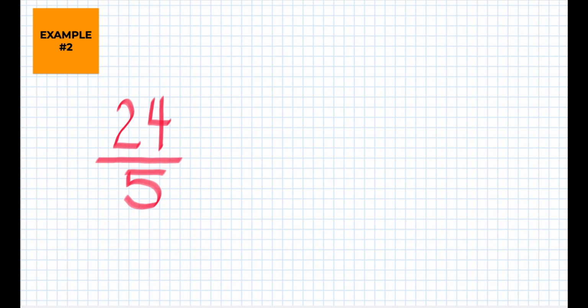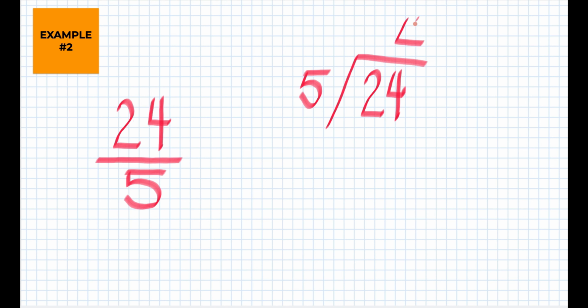24/5. Again, we need to divide the numerator by its denominator. So 24, the numerator, divided by its denominator, which is 5. So 24 divided by 5 gives us 4, correct. Then 4 times 5 gives us 20. Then subtract 24 minus 20, that gives us 4.